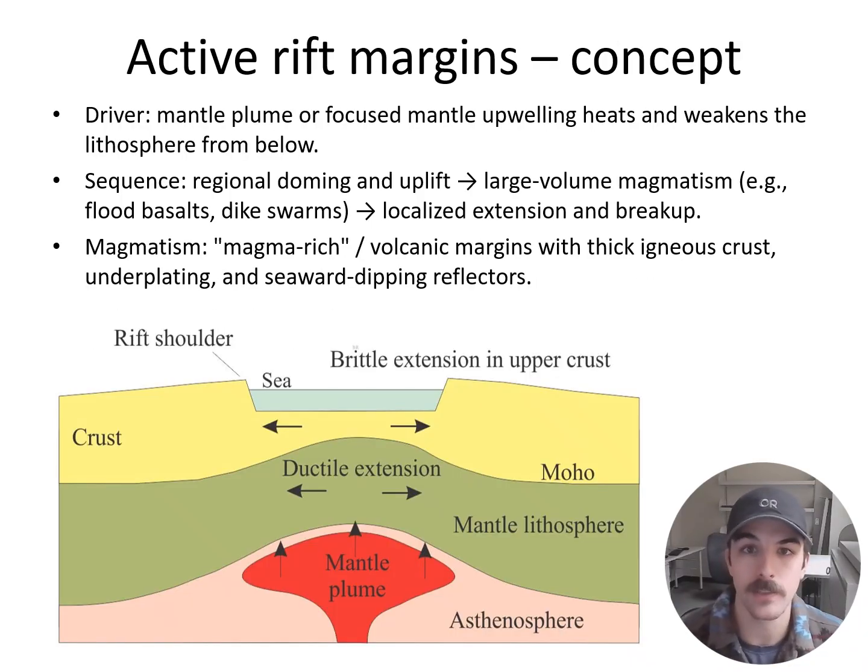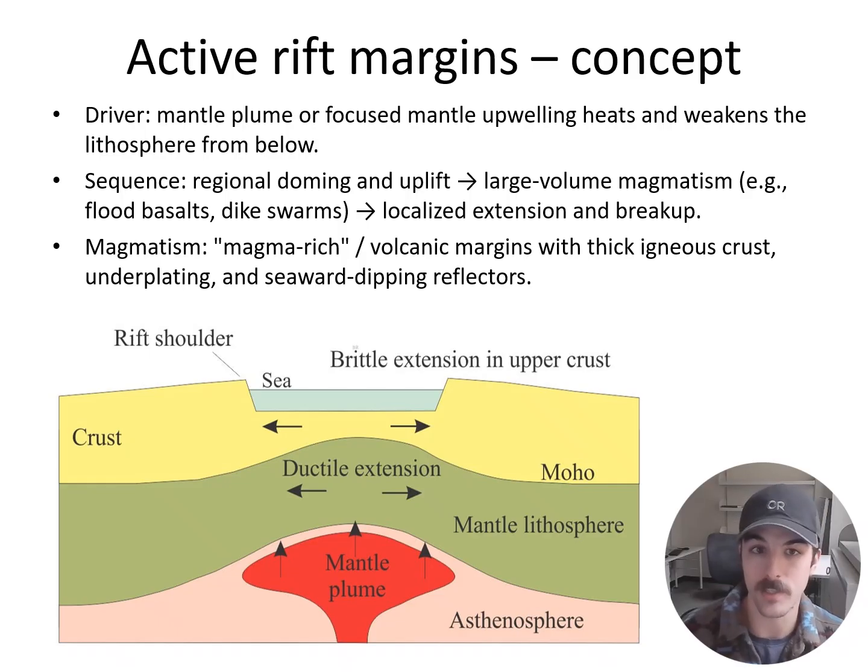Okay, active rift margins. So we'll touch on three aspects for both processes, and that'll be driver, sequence, and magmatism, as I think these are most important to distinguish one from the other in basic terms. So the driver of an active rift margin is a mantle plume or focused mantle upwelling, which heats and weakens the lithosphere from below. The sequence of this will result in regional doming and uplift, followed by large volume magmatism, such as flood basalts, and finally localized extension and breakup.